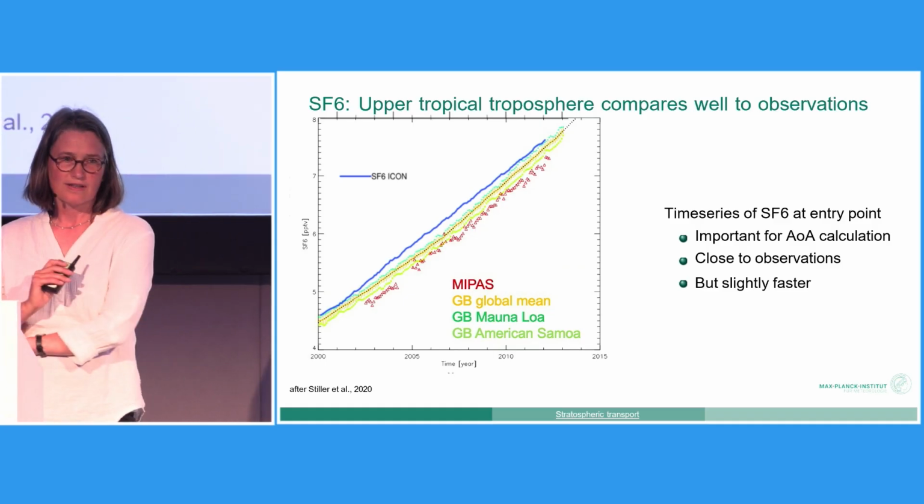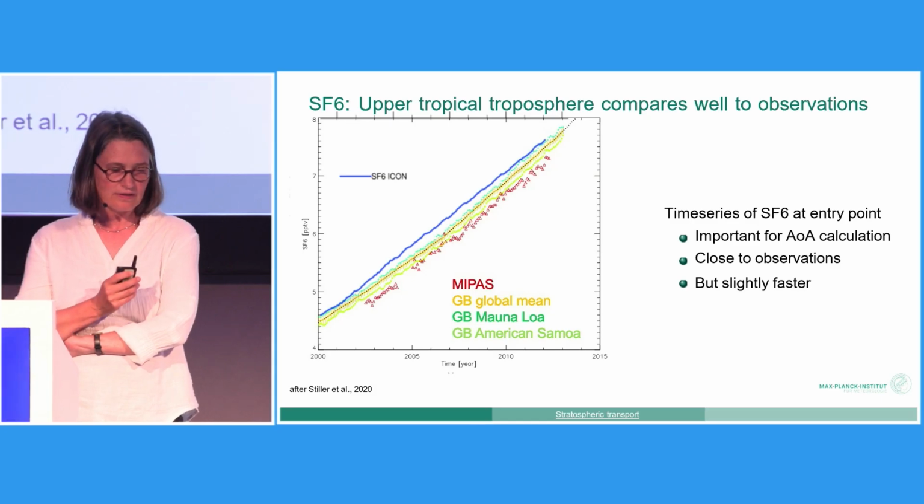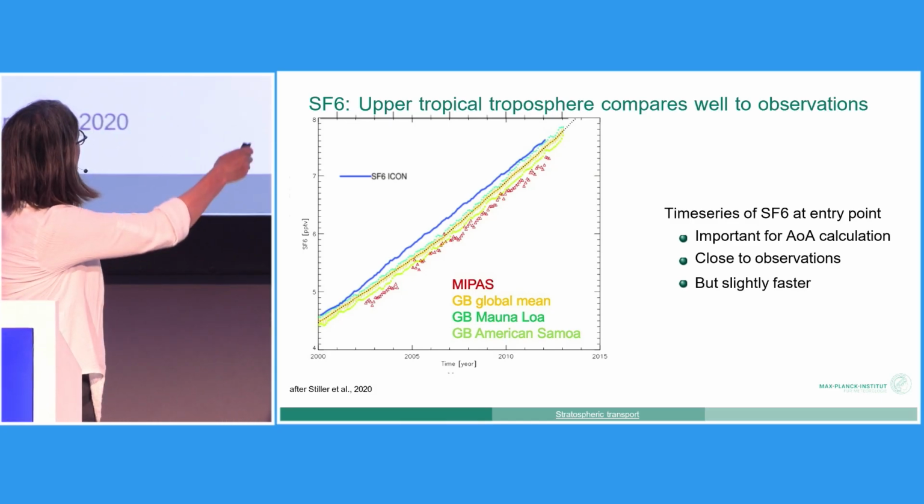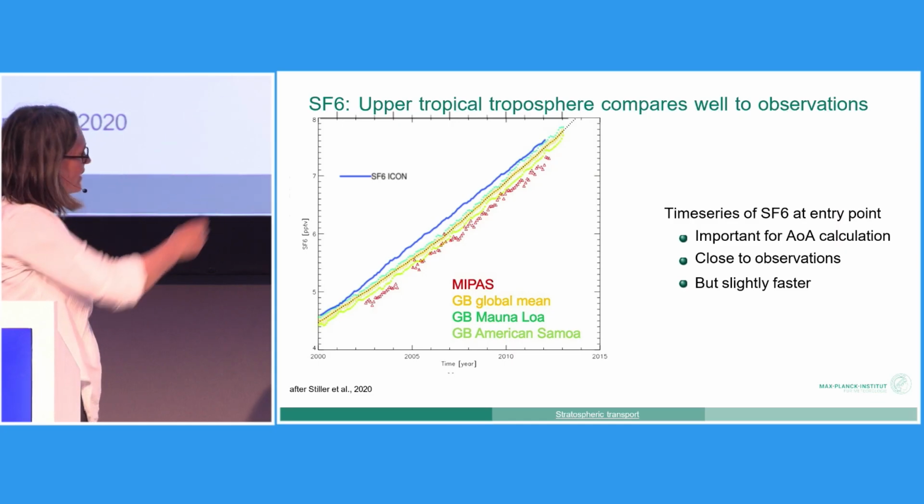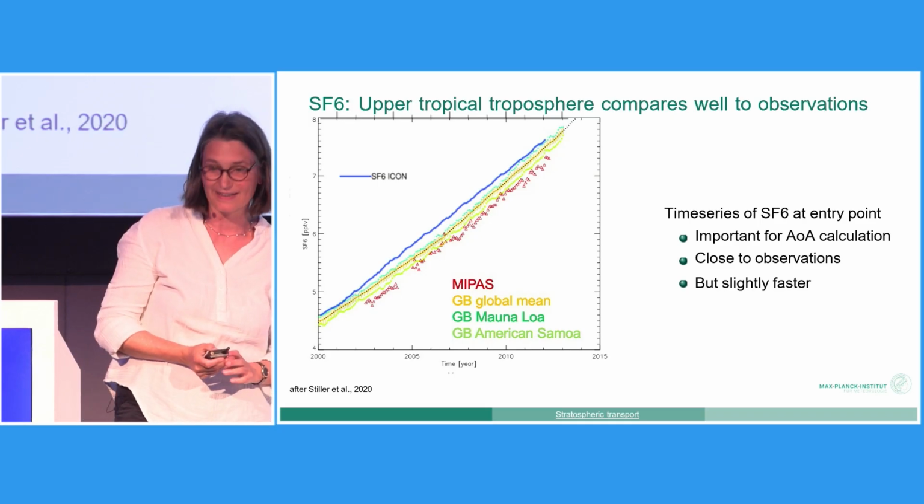So the transport up here is similarly fast as the transport to this point. This is now the SF6 concentration at this entry point in the measurements. All these here are measurements, and the blue line is my model result. So we see that this transport within the troposphere up to the entry point is quite nice.